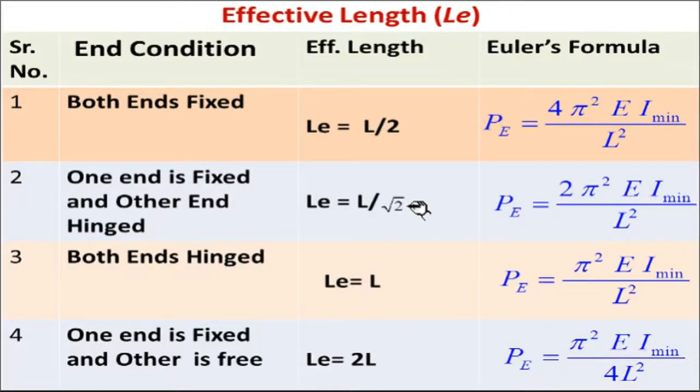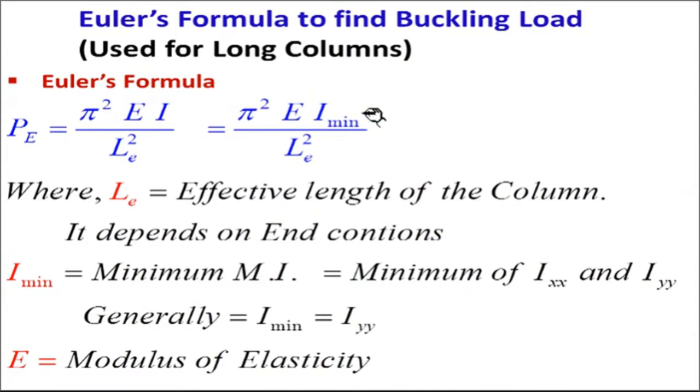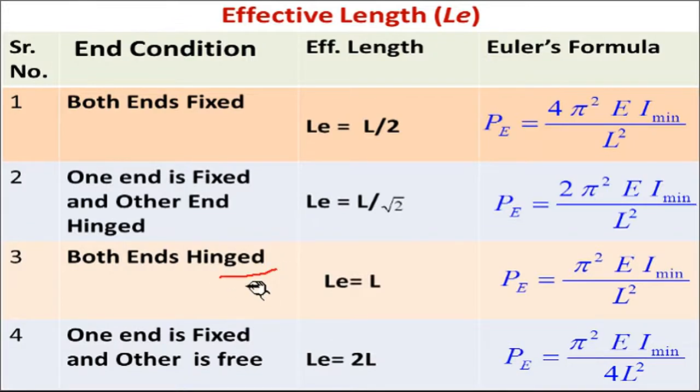And now, what is the role of this effective length in Euler's formula? You know what Euler's formula is: pi square EI minimum upon L_e square. So here L_e you have to put as per the end condition. If both ends of the column are hinged, L_e is equal to L, means the formula will be written as it is: pi square EI minimum upon L square, because L_e is replaced by L.